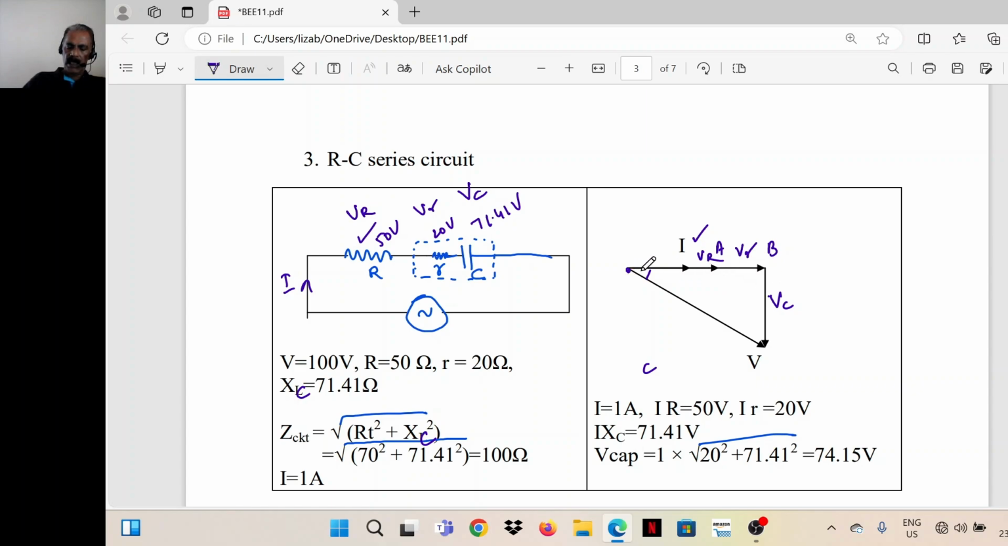So again, the same relationship: VR plus V small r, the whole square, plus VC square is V square. So the magnitude you will get is the same. This is VR plus V small r, 50 plus 20, 70 square, plus VC, 71.41 square. The square root of that is equal to 100 volts, which is the applied or total voltage.